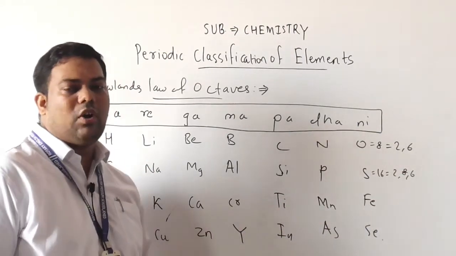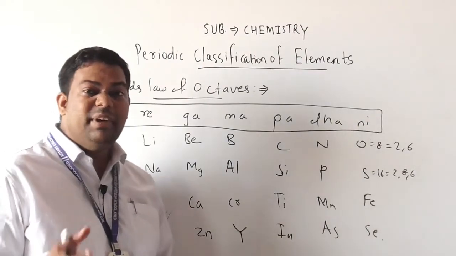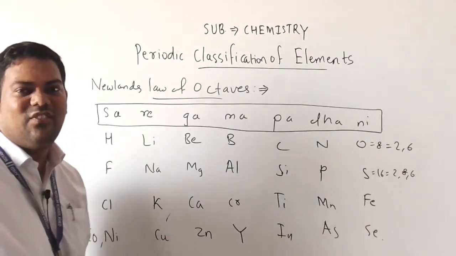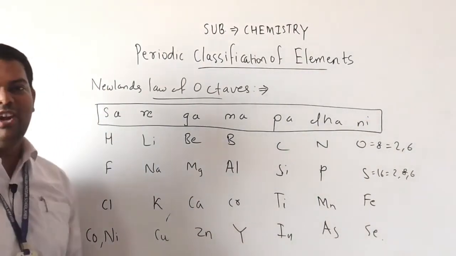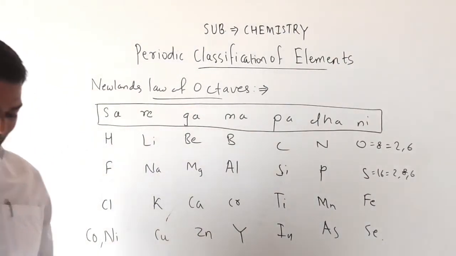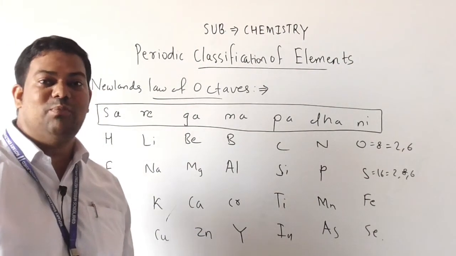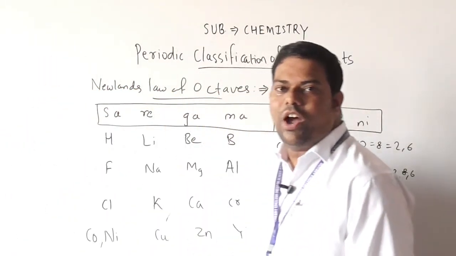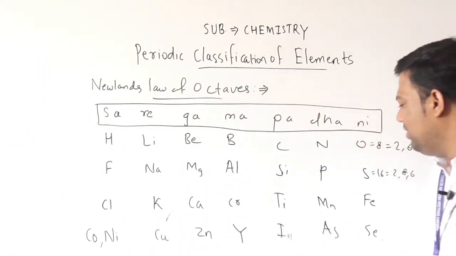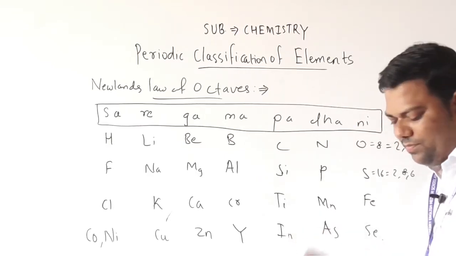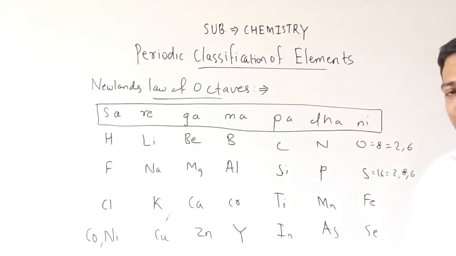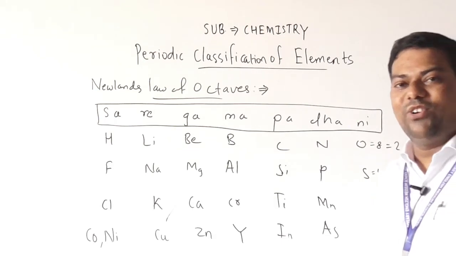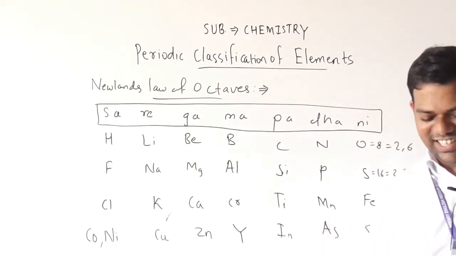But after this, what will happen? There are some limitations for this Newlands' law of octaves, and you also have to mention those limitations; they are very important. The first limitation we can write: it is relevant only for lighter elements. It is relevant only for what? Lighter elements.